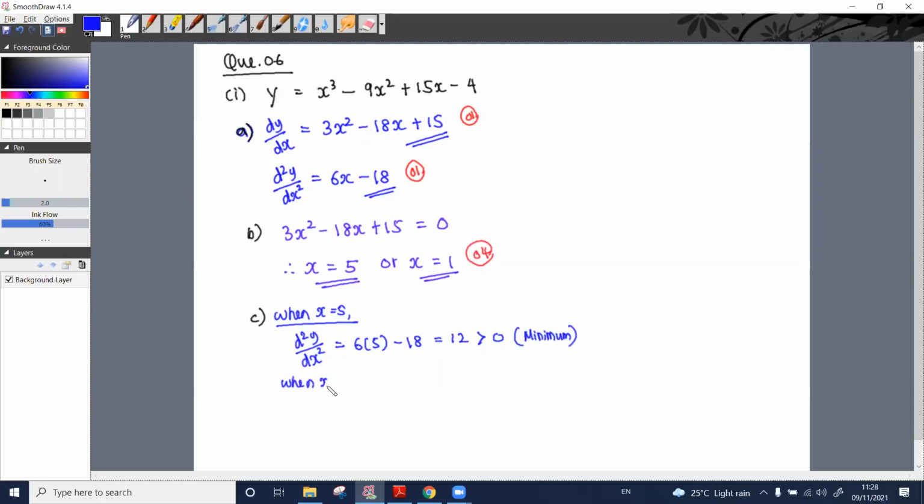When x is equal to 1, what do we have? d2y by dx2. Instead of x, now we need to substitute 1. So here we will get the answer as minus 12. So it is something less than 0. If it is less than 0, then when x is equal to 1, we should have a maximum point.